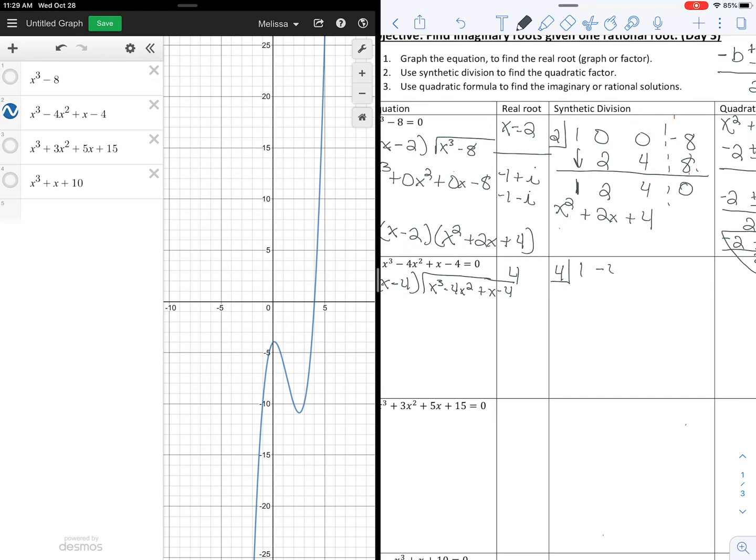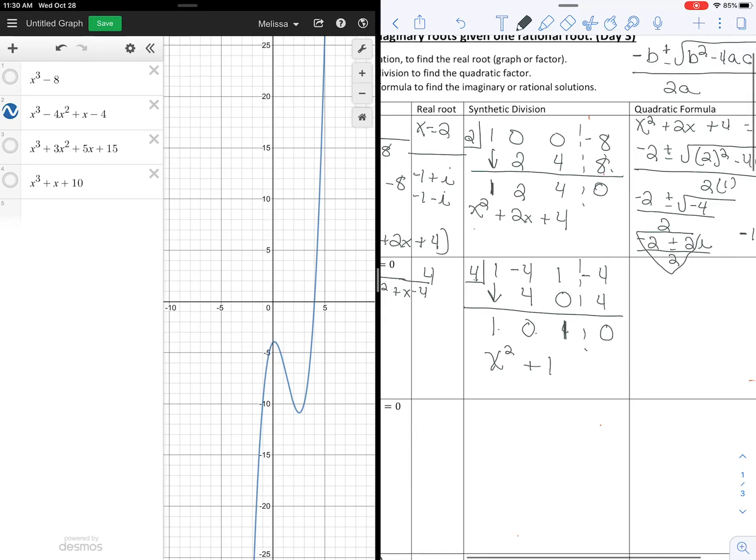So I'll put 4 here. I write my coefficients, which are 1, negative 4, 1, negative 4. It's like a little symmetry going on there. My 1 comes down, and then I just multiply and add. So 4 times 1 is 4. That's going to give me 0. 4 times 0 is 0. It's going to give me 1. And remember, if I've done this correctly, my remainder should be 0.